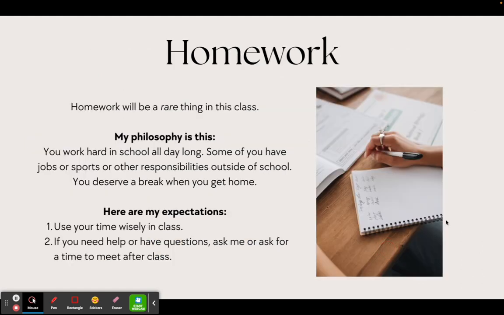Homework is going to be incredibly rare in this class because my philosophy is that you work hard all day long. A lot of you, most of you, have stuff going on outside of school that takes up a lot of time, and I just don't see how homework can benefit your learning when you're exhausted and trying to cram it in. So use your time wisely, and then if you really need help or have questions, please talk to me, communicate with me, and I would love to help you.